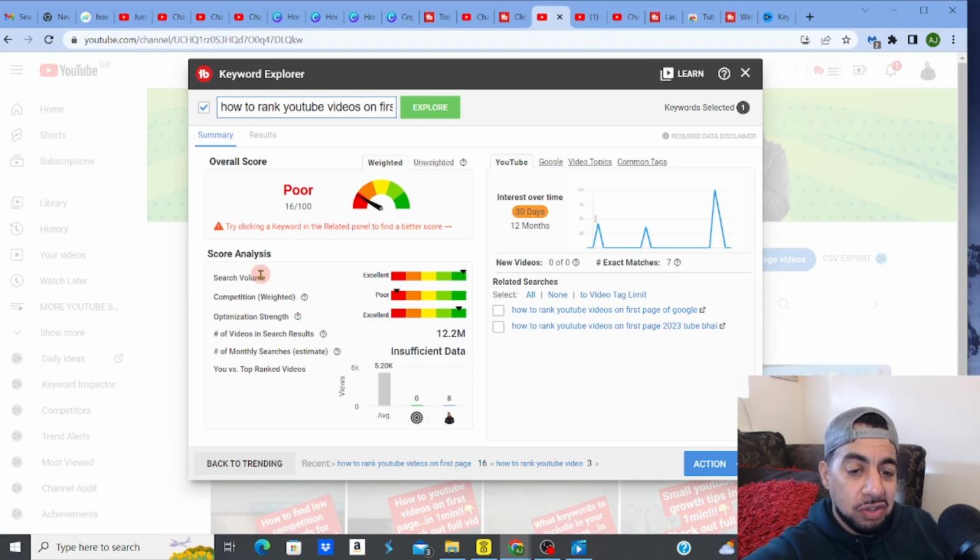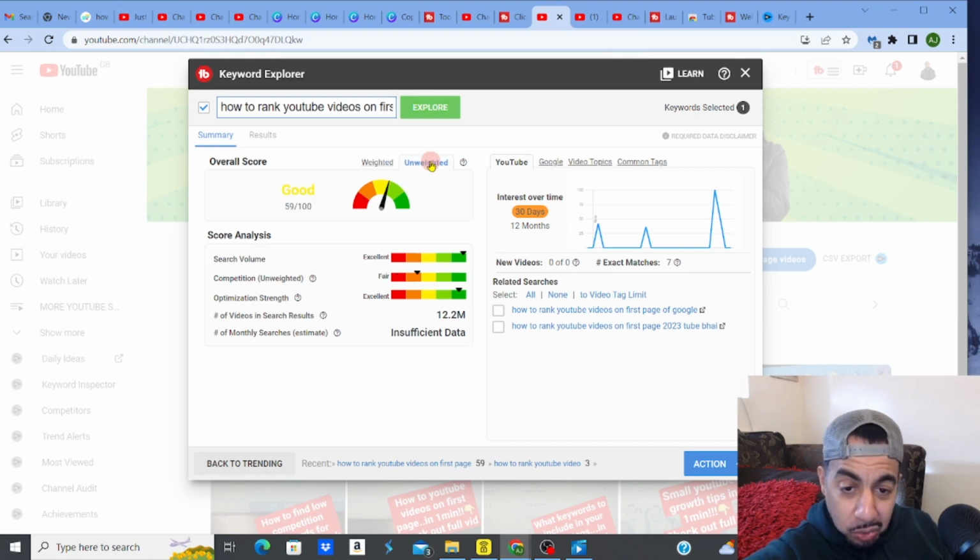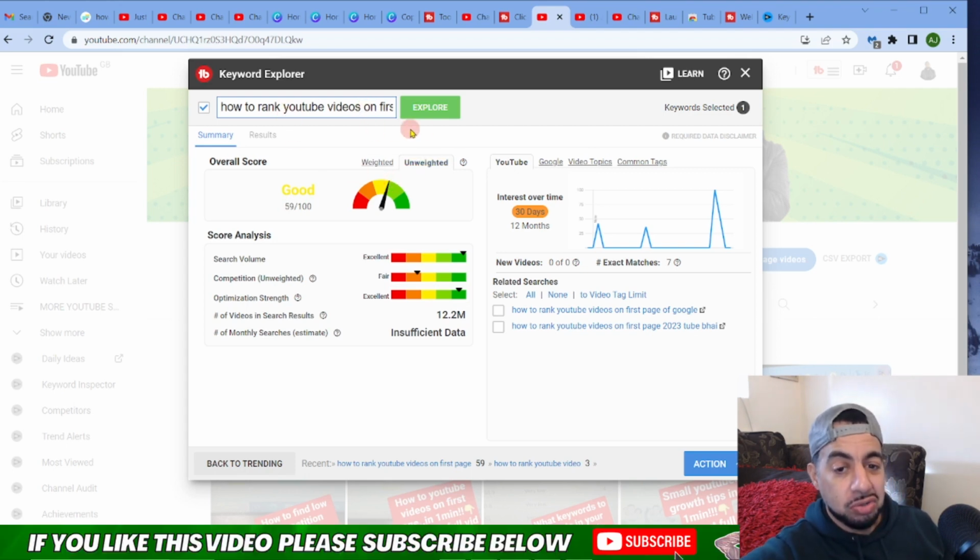But look, this search volume is absolutely excellent. It's amazing, right? But the competition is too much because I'm weighted against other people. Optimization strength is good. So actually, overall, it's not good for me, this one. Now, if we look at unweighted, because it's a general thing, then that would have been a good word to use, right? But what's relevant to me is what I need to check for my channel. So weighted in this respect is good.